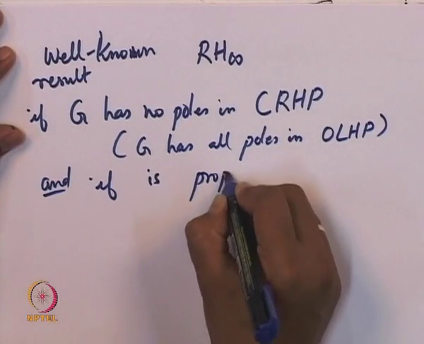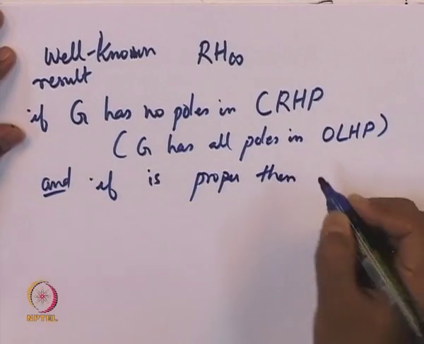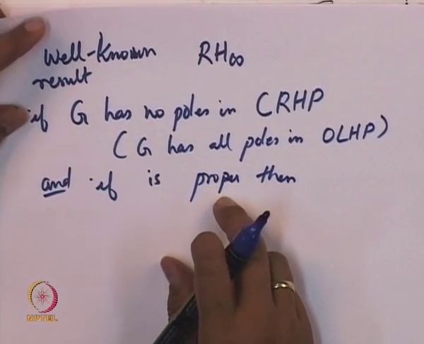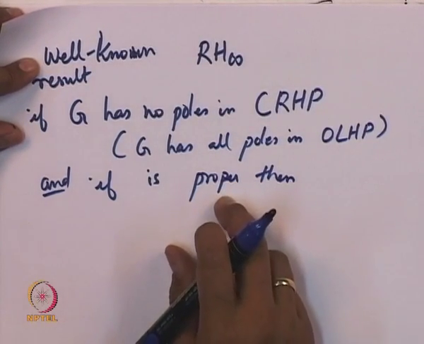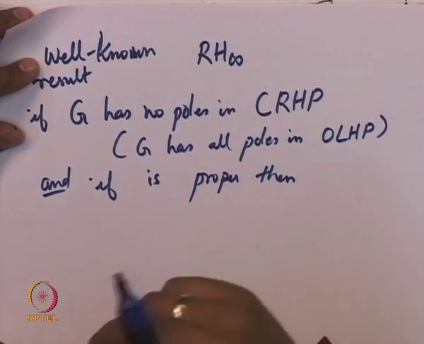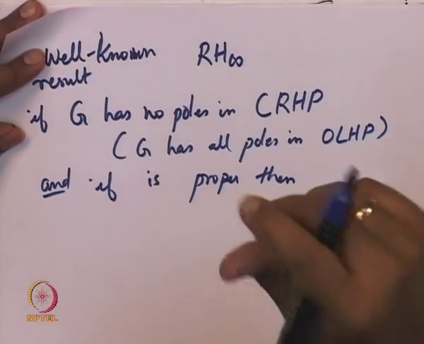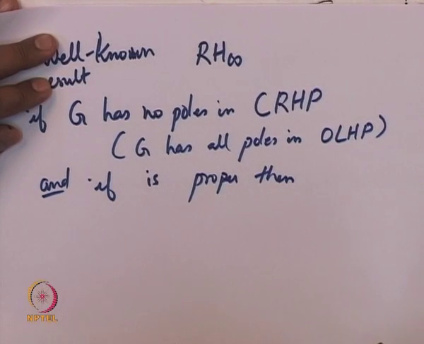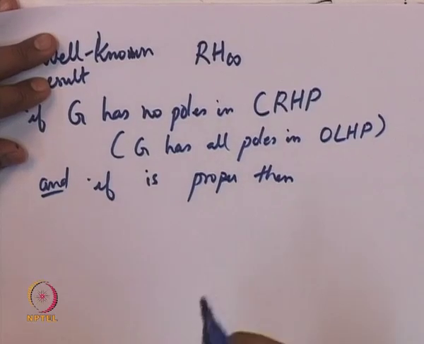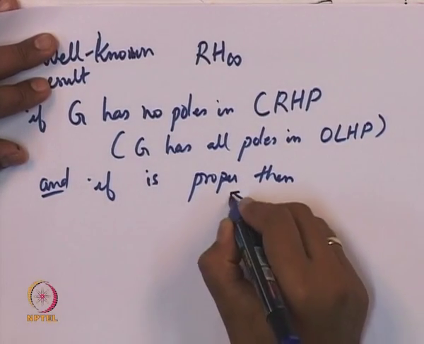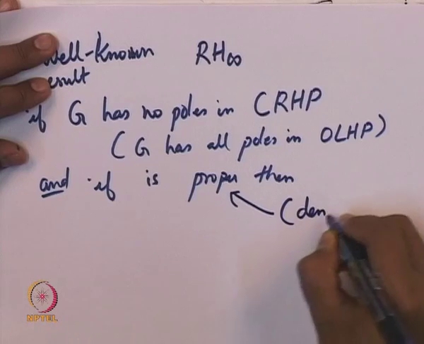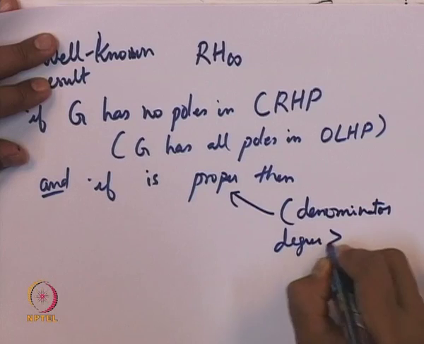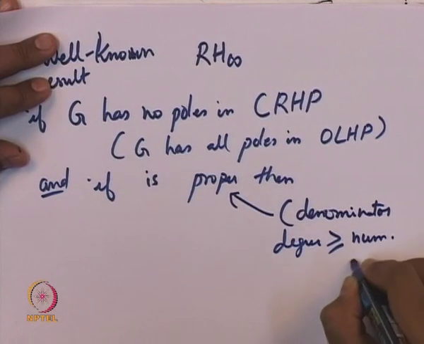this proper is another condition I forgot in the previous slide. Properness is also required if we want G to have a finite L2 norm, if we want the induced L2 norm of G to be finite. Then G has to have all its poles in the open left half complex plane. Further, G also has to be proper. Proper is the same as saying denominator degree is greater than or equal to numerator degree.